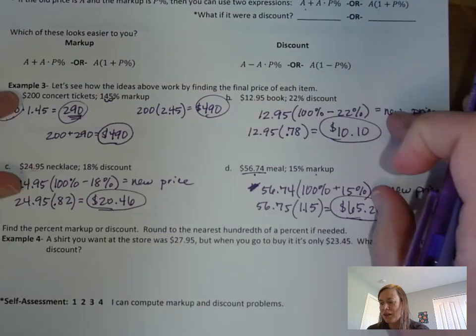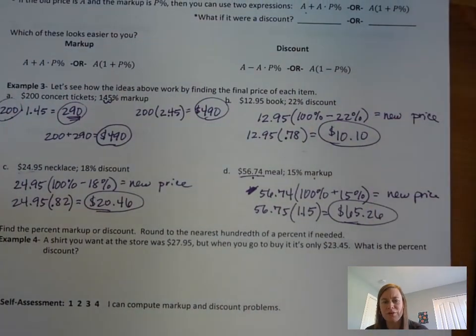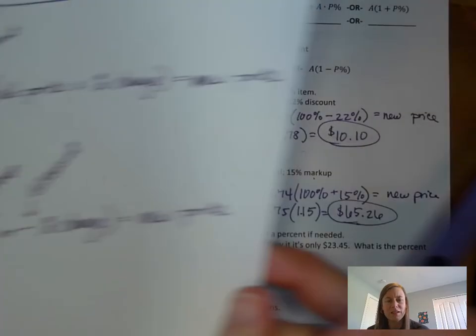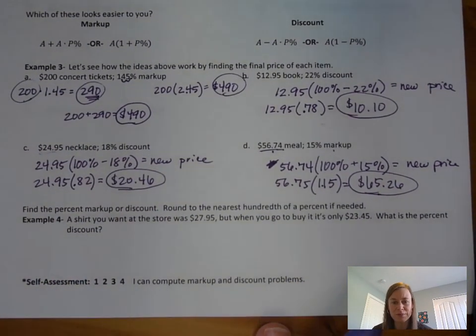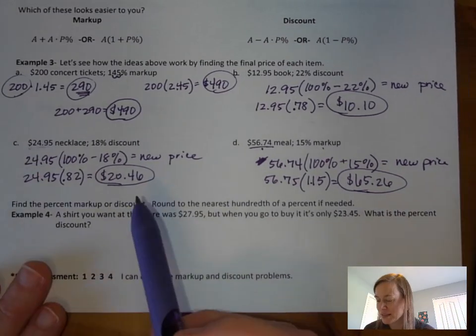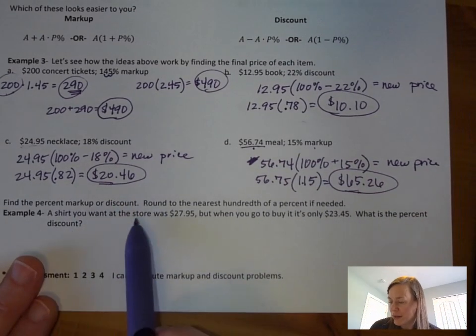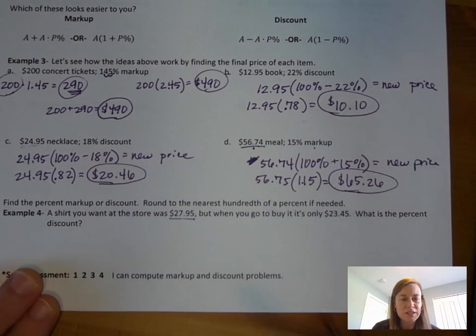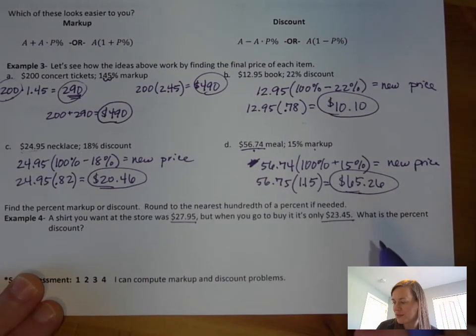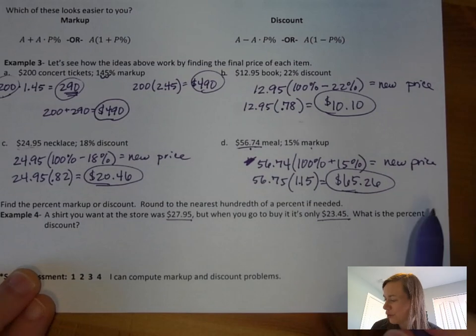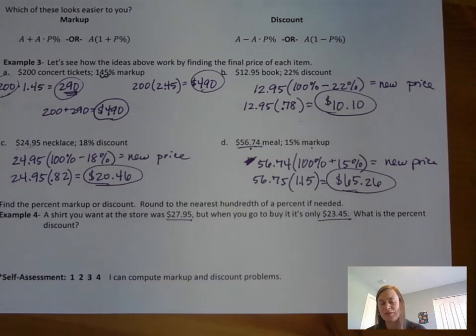So these were all kind of using our new trick, our method 2. This last problem is going to be kind of like the later problems on your assignment tonight, problems 13 and on. You are not going to use the new trick on this one. So let's read this. A shirt you want at the store was $27.95. But when you go to buy it, it's only $23.45. Hey, that's good news, right? What is the percent discount?